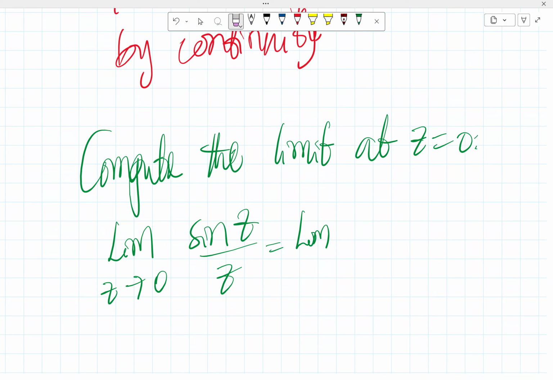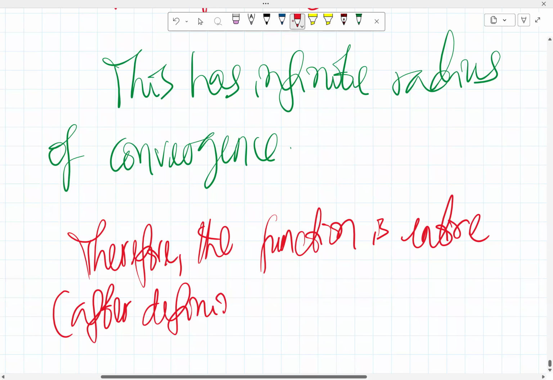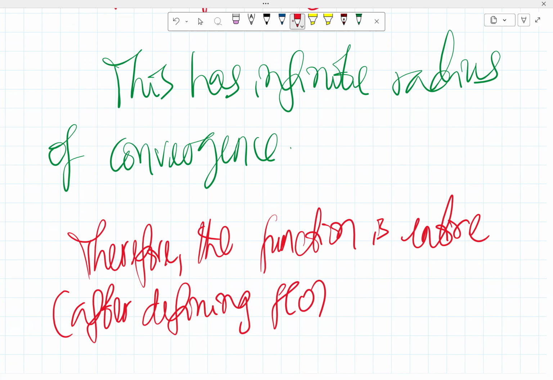Therefore, we can conclude the function is entire after defining f of 0 to be equal to 1. And that's how that goes.